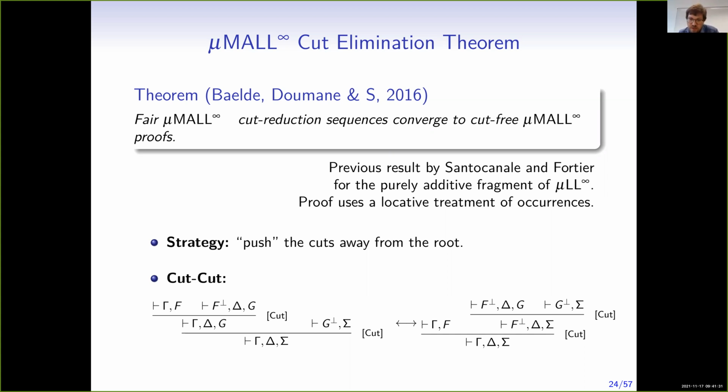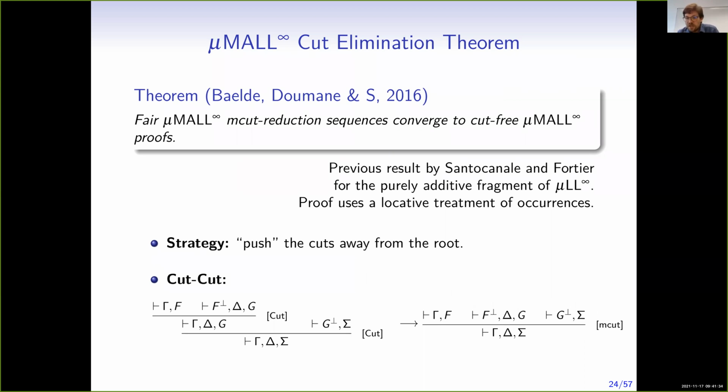So we consider a generalized cut rule, which is somehow a subtree of finitely many cuts. So we eliminate actually those multi-cut rules from our proof system.